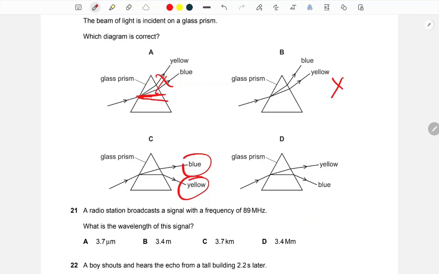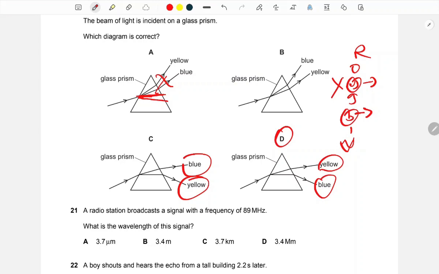It should be the other way around, because we can look at VIBGYOR. This is like the different colors in the white light. So we have blue over here, and then we have yellow over here. So we know that blue is lower than yellow. So like this, blue lower than yellow. So the answer is going to be D.